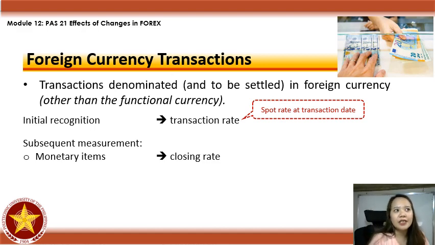Pero what if it's inventory? Diba yung pag magbebenta ka naman ng inventory, hindi naman fixed unit of currency pa yon.